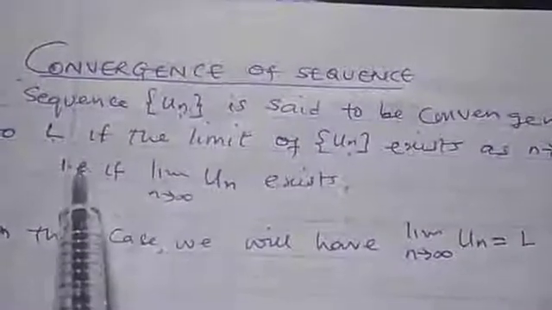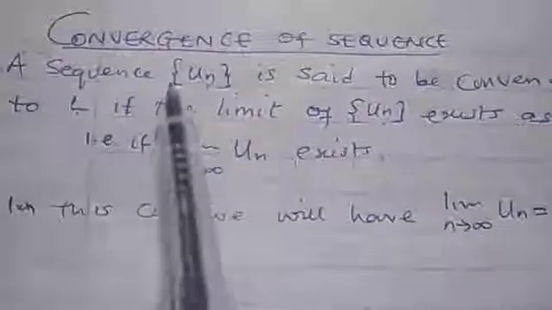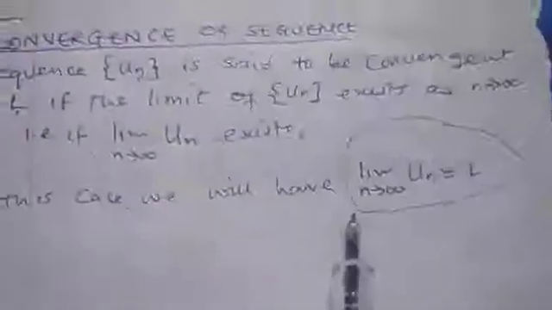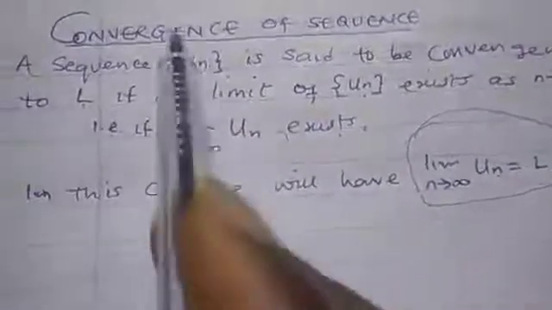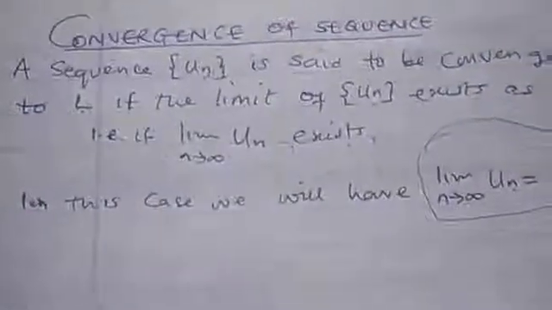So what we mean here is if this limit exists, and in this case when the limit exists we normally have this. So that means the limit of the sequence is equal to L, and that simply means that the sequence converges to L. So from this place we can have another definition of sequence. We have this definition again.